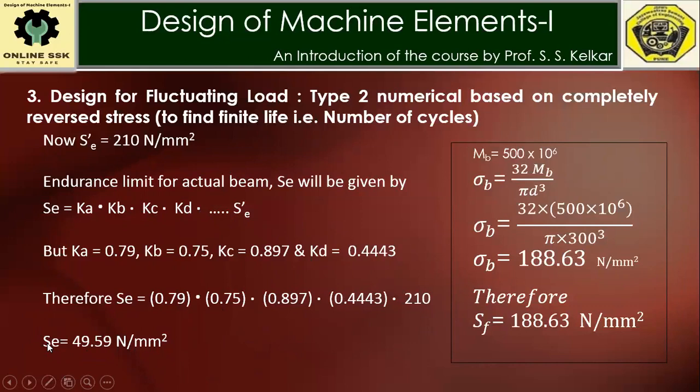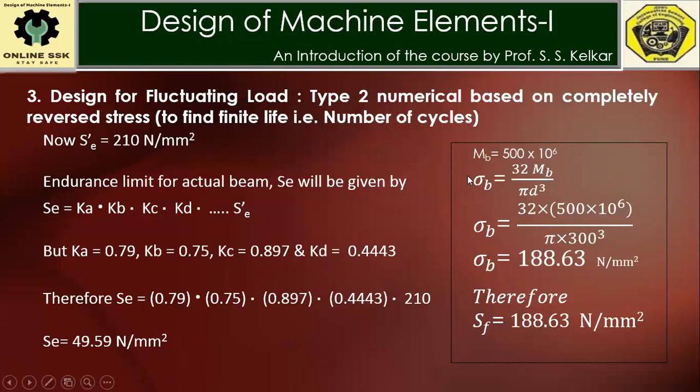Se is the endurance limit for the shaft. Se dash is the endurance limit for shaft material. Just remember the difference between these two. One is for the machine part itself, whereas the other is for material of the machine part.